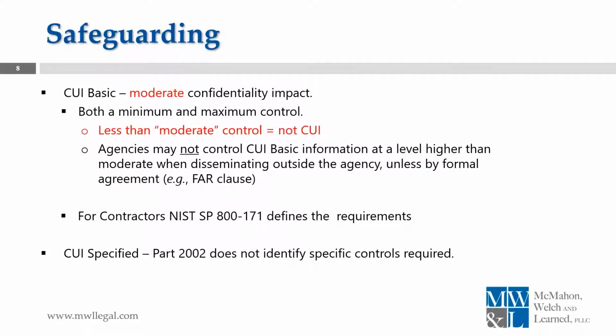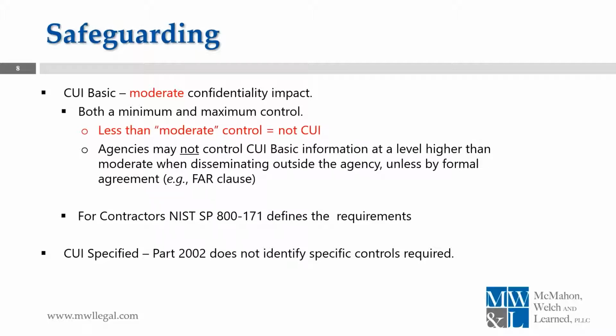One of the confusing factors is that there are such broad definitions of what could be considered CUI. Where they've done it under the basic is you have something where the impact has to be at least moderate. If it is less than moderate, it is by definition not CUI. As far as controls are concerned, it can be both a minimum or a maximum control, or there's even a middle ground of control as well.